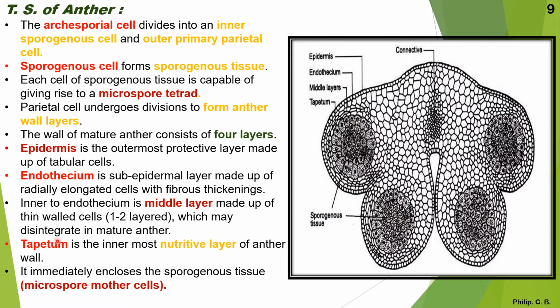Then fourth, tapetum is the innermost nutritive layer of the anther wall. It immediately encloses the sporogenous tissue, that is the microspore mother cells, or in short MMC.